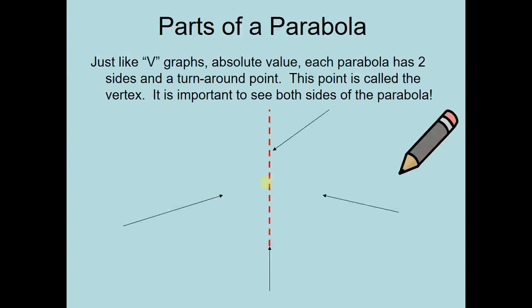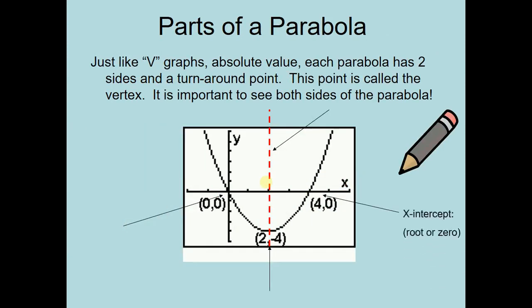Now there's various parts of a parabola that we need to keep in mind. So just like our V's for absolute value, each parabola has two sides and a turnaround point. They kind of have a reflection look to them. This point is called the vertex. So your vertex, guys, is the bottom point. It's what's known as your turnaround. So notice here it's this point right here at 2, -4. Right there, it would be my vertex.